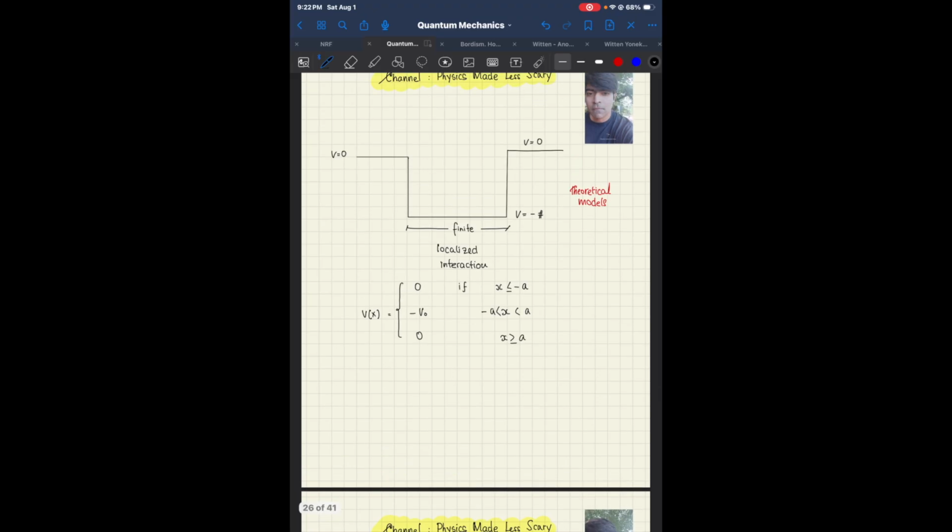This is the potential, right? Where I've just called this width as minus V naught, minus V naught. Okay.